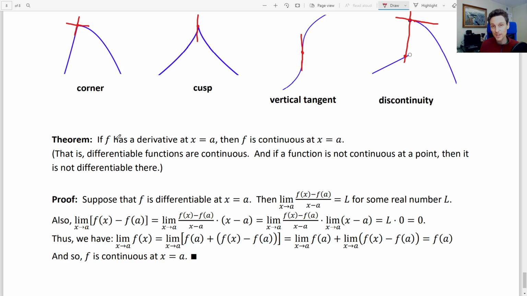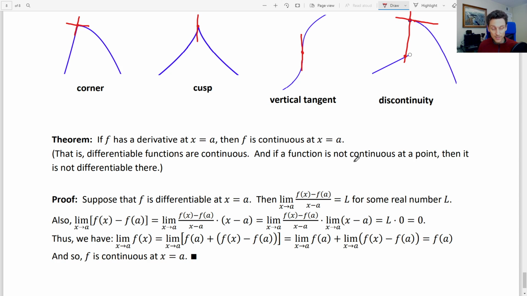One more thing to mention before we finish off this packet. Let's tie together the relationship between derivatives and continuous functions. This theorem says that if f has a derivative at x equals a, then f is continuous at x equals a. So if a function has a derivative, if it's differentiable, then it's continuous. That's what this theorem is saying. Differentiable functions are continuous.